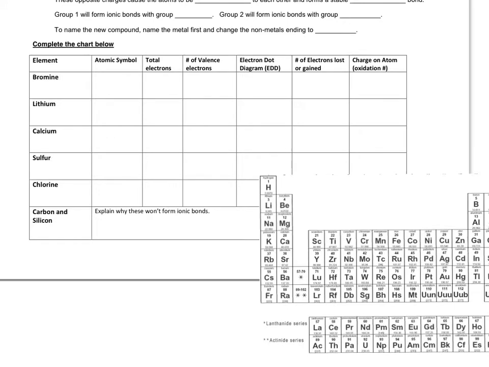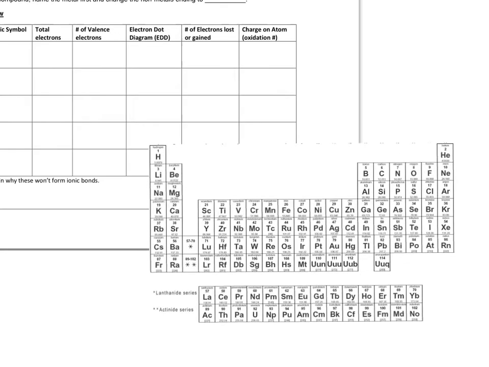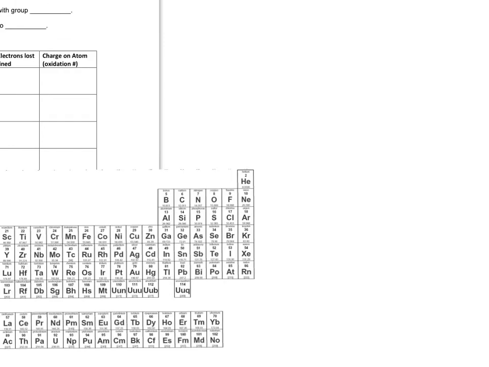Alright, this is meant to be practice because you can't really make ionic bonds until you understand some of the basic stuff in this chart. So this chart will help us set up information that will later help us to make ionic bonds. So let's cruise over here to bromine, the first one on the chart.